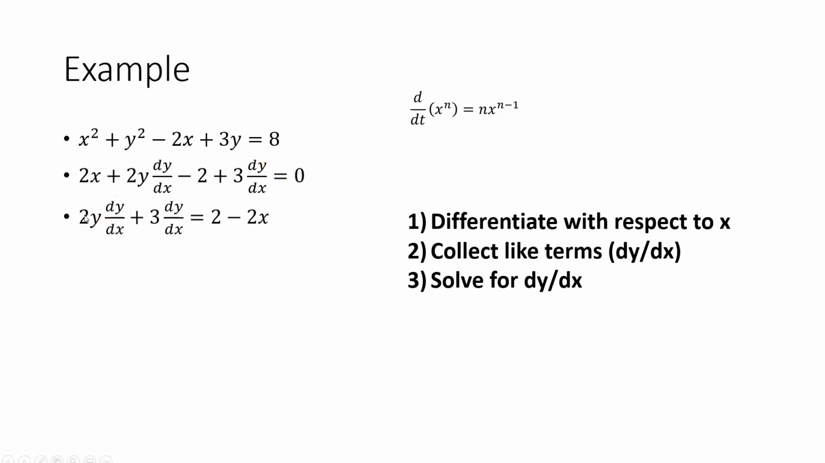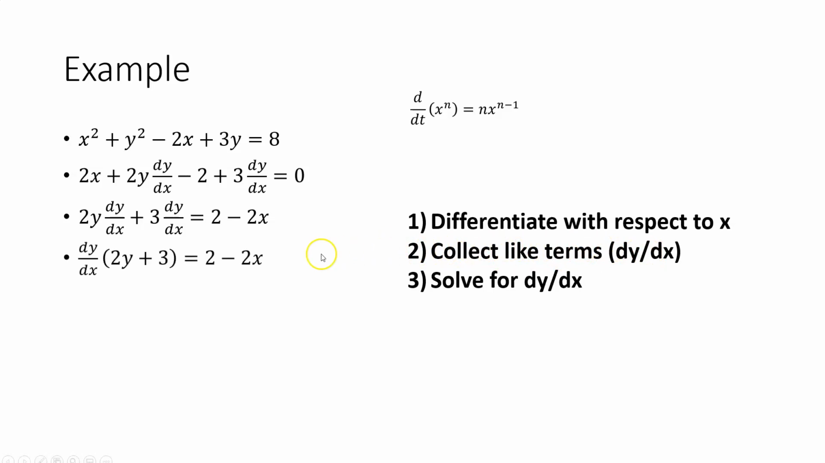Okay, now we're collecting like terms. In other words, everything that is being multiplied by the derivative dy over dx is going to be on one side of the equation. So that means we are adding 2 to both sides and subtracting 2x from both sides. So we are left with 2y dy over dx plus 3 dy over dx is equal to 2 minus 2x. So all we did was add 2 to both sides and subtract 2x from both sides. This is what I mean by collecting like terms.